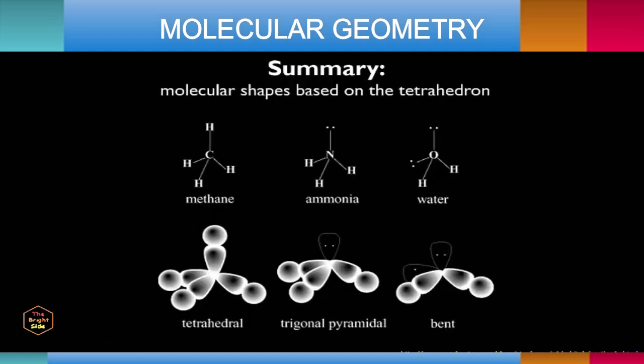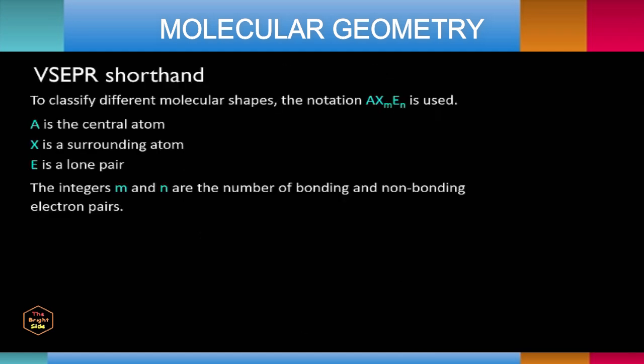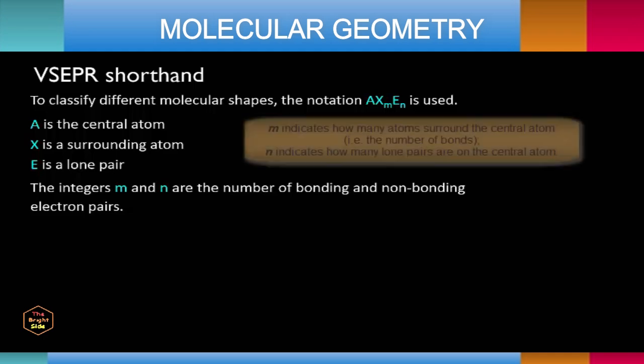So to summarise what we've just looked at, methane, ammonia and water are all based on the tetrahedral geometry. But depending on how many bonds and how many lone pairs are on the central atom, the true shape of the molecule can be either tetrahedral, trigonal pyramidal, or bent. Now, VSEPR theory has a shorthand that allows you to summarise the bonds and lone pairs around a central atom, and therefore to see more easily what the molecular shape will be. This is the AXE notation. A represents the central atom, the X's are surrounding atoms, and the E's are lone pairs.